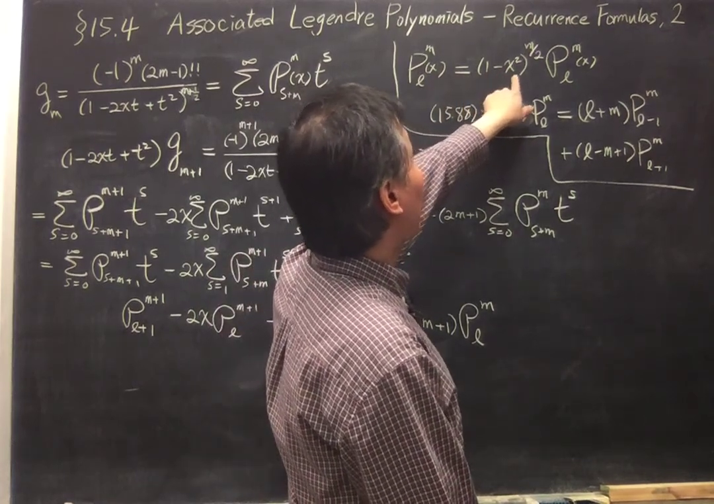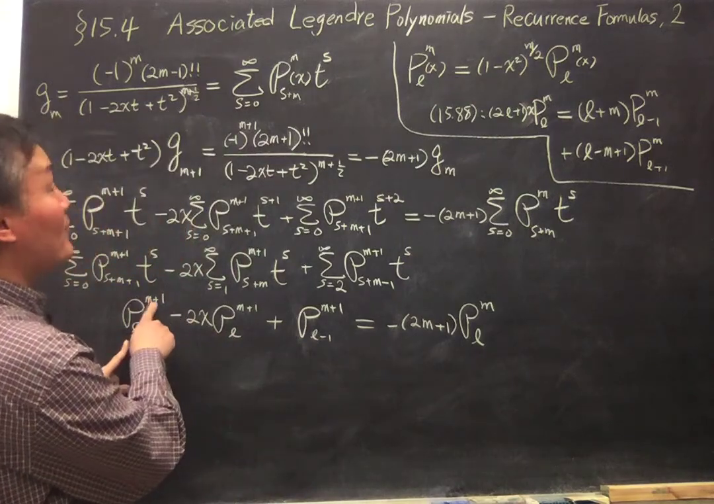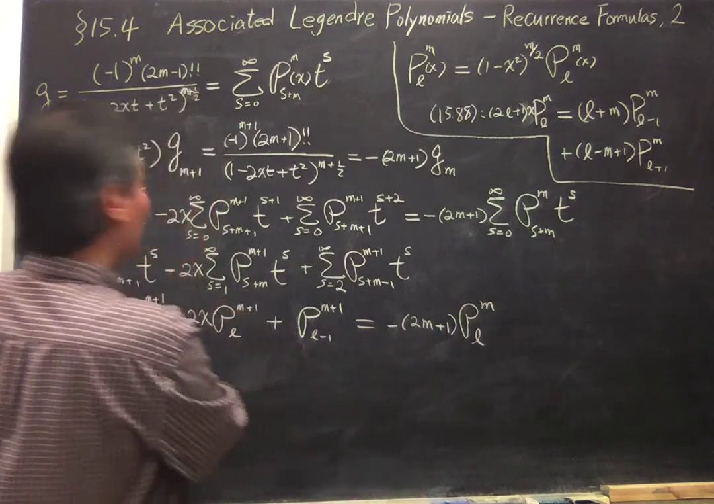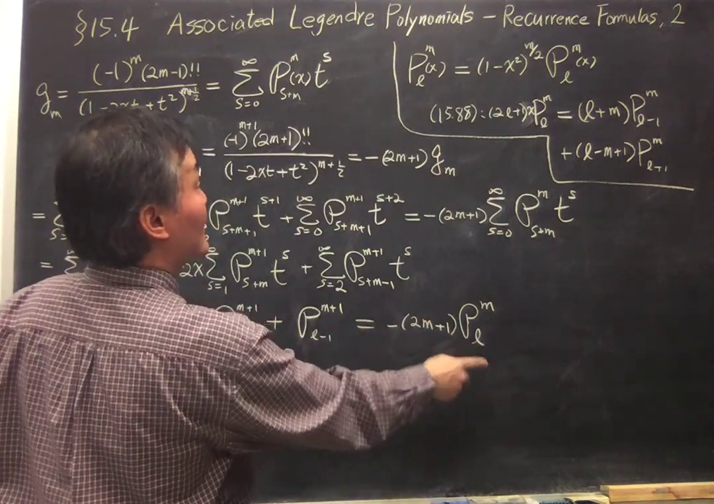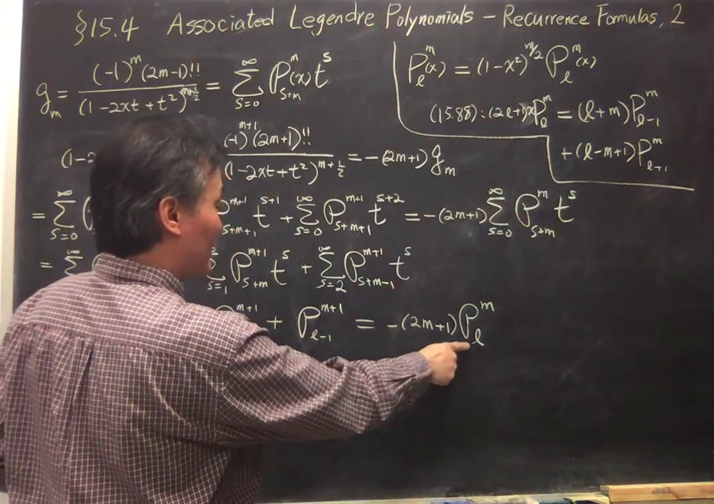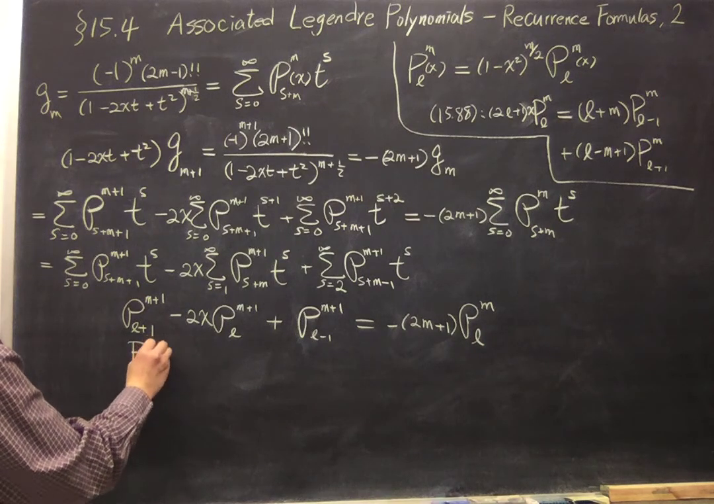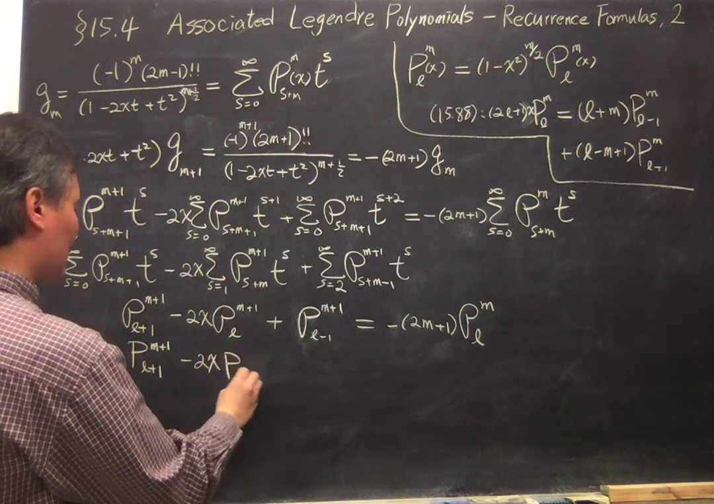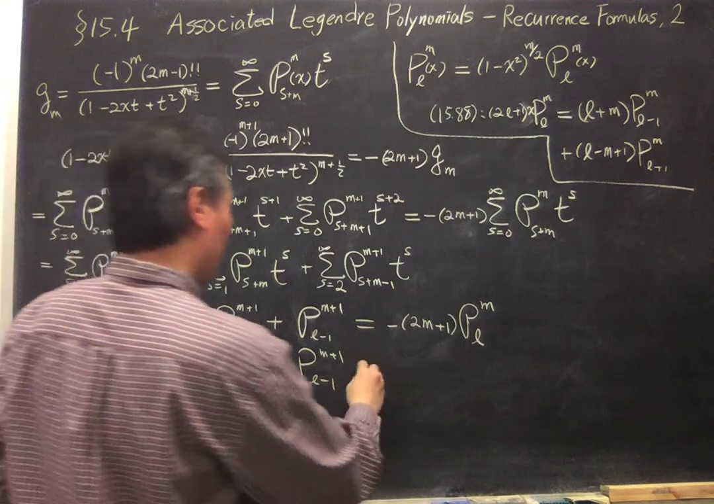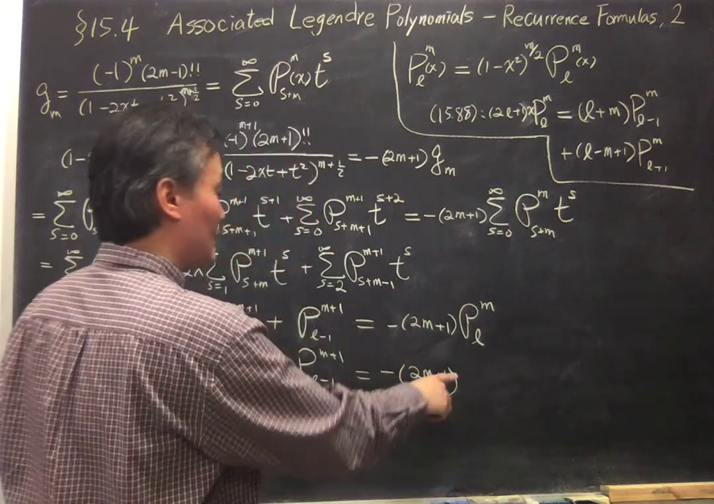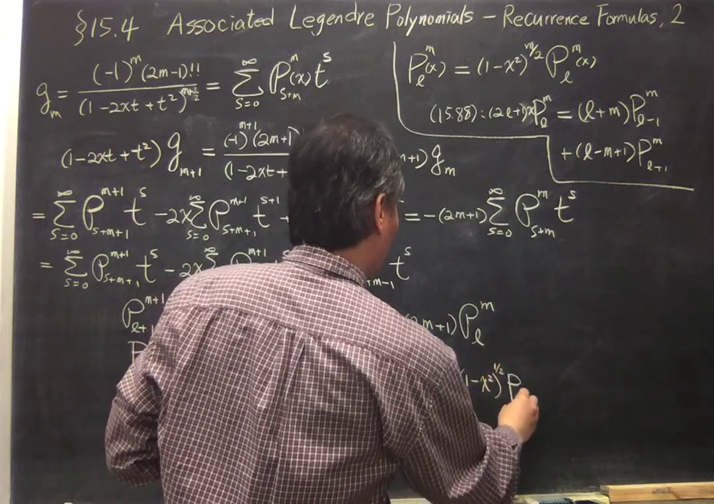So you multiply by (1 minus x squared) to the power m over 2. But because the right-hand side is m plus 1, the left-hand side is just m, so you multiply by (1 minus x squared) to the m plus 1 over 2 power here, and then you have an extra (1 minus x squared) to the power 1/2 on the right-hand side. Okay, so we change that. So this becomes capital P_{l+1}^{m+1} minus 2x capital P_l^{m+1} plus P_{l-1}^{m+1} equals minus (2m+1) times this factor, (1 minus x squared) to the 1/2, P_l^m.